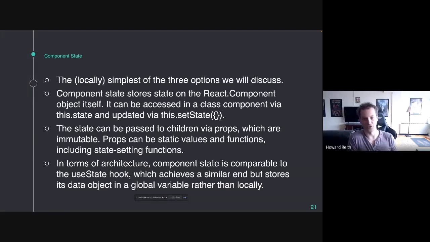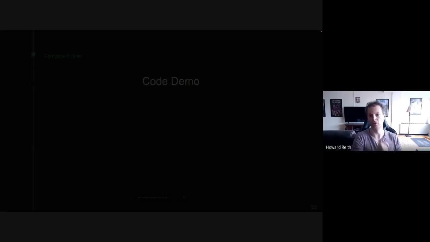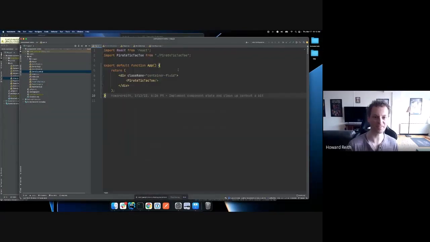The state can be passed to children via props, and these props are immutable. You cannot change them. Props can be static values and functions, including state setting functions. In terms of architecture, component state is comparable to the useState hook, which achieves a similar end but stores its data object in a global variable rather than storing it locally on the component object. So let's switch over to a code demo.